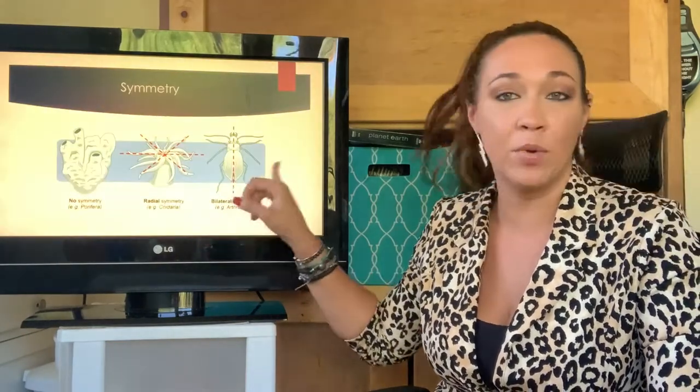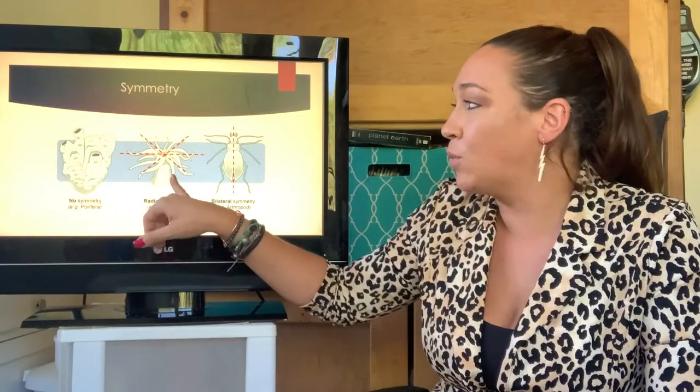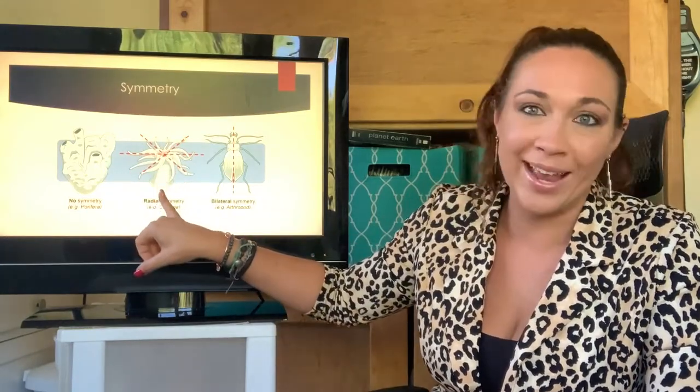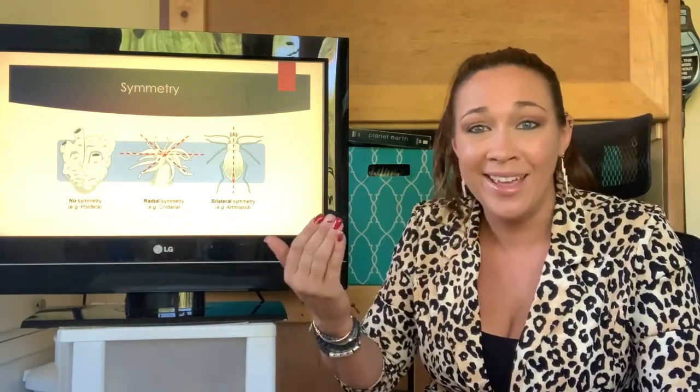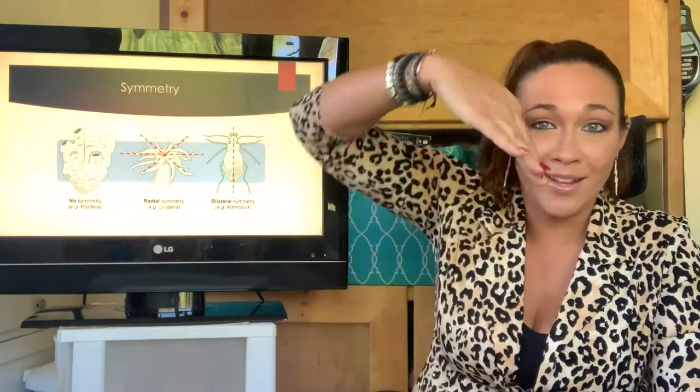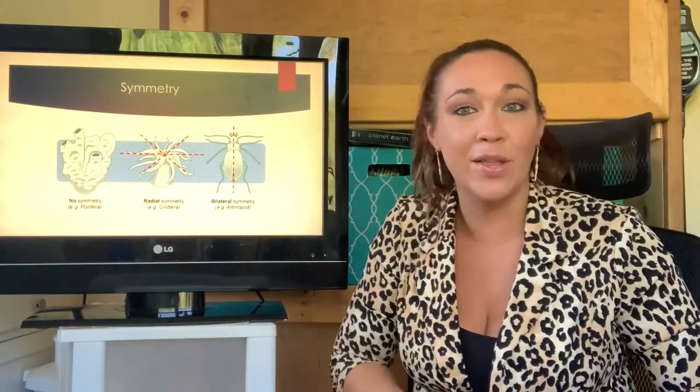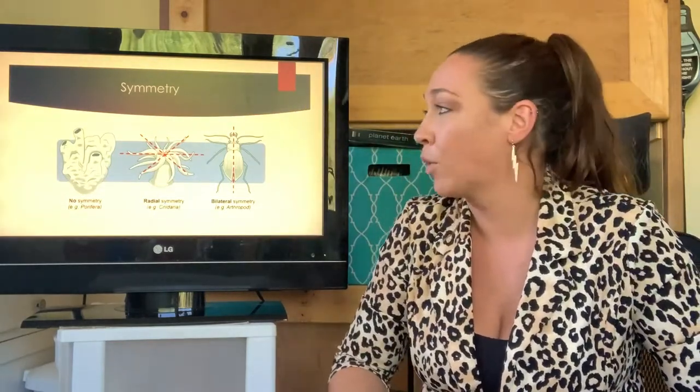So you can only cut it down one side to get the actual mirror image. Now, this one, sometimes our students argue, yes, you can cut it down the middle to make both sides, but you could also cut it the middle and the side and the side and the other side, and you still get it. So that's hence that radial symmetry, radiating outwards.